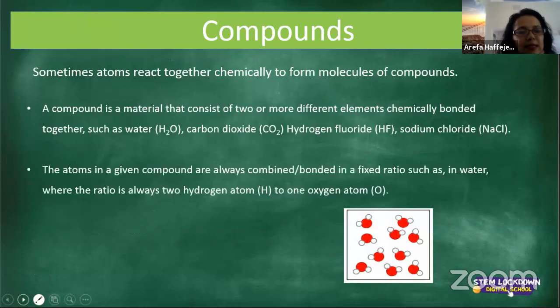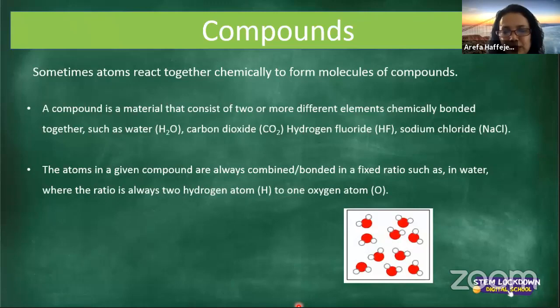The atoms in a given compound are always combined together in a fixed ratio, such as water, where the ratio is two hydrogen atoms and one oxygen atom. So if we look at the picture here, we look at the red marble, which is one element, and then it is attached to two other elements of the same kind to make one compound.